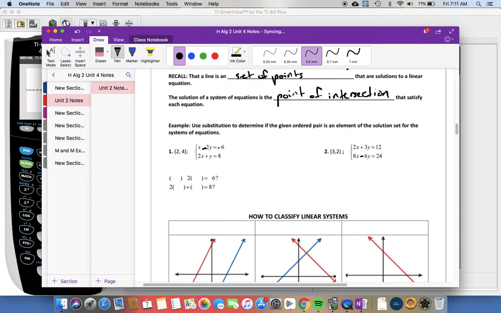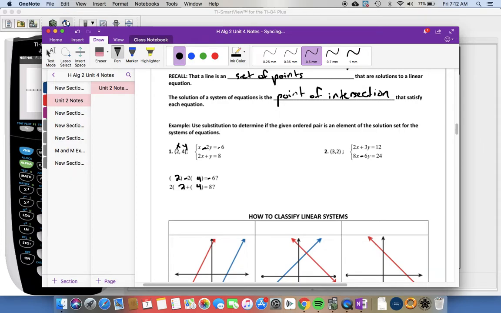So it says use substitution to determine if the given ordered pair is an element of the solution set for the system of equations. So what we'll do is we'll take our (2, 4) and we'll put it in for x and y. Keep in mind for a point, x comes first, y comes second, so 2 is x, 4 is y. So in our first equation we would have 2 minus 2 multiplied by 4 is equal to negative 6. For our second equation we'd have 2 multiplied by 2 plus 4, is that equal to 8? So let's check and see.